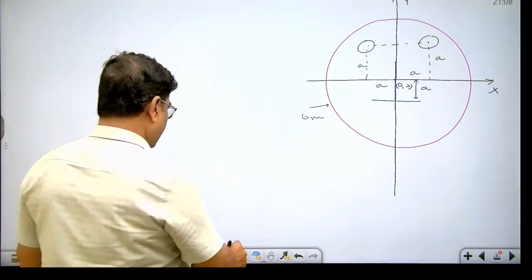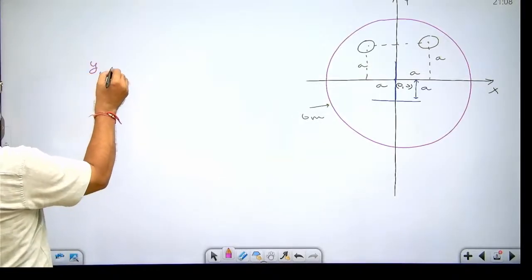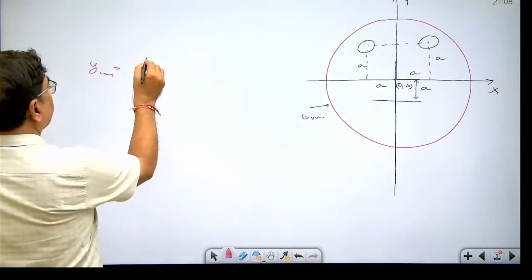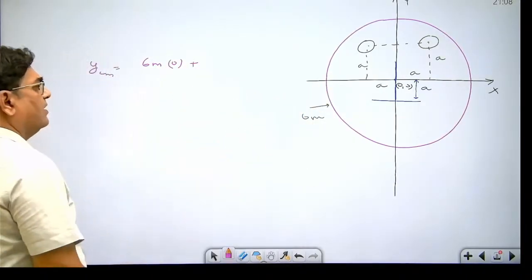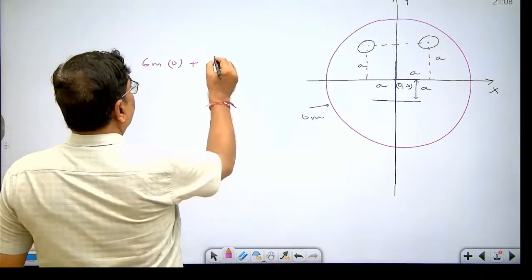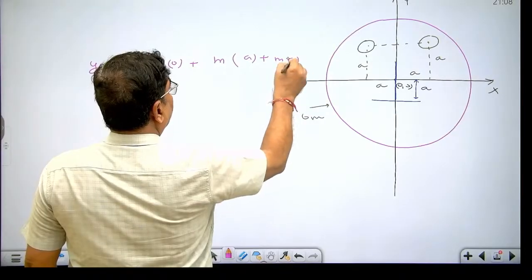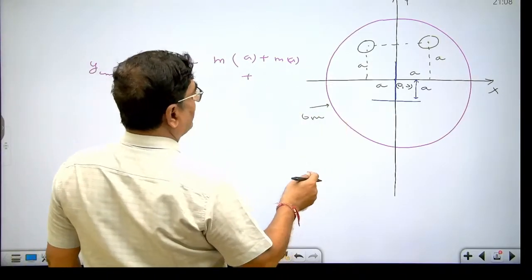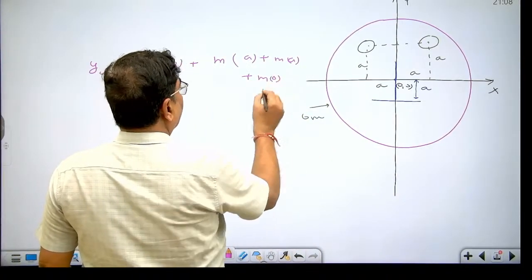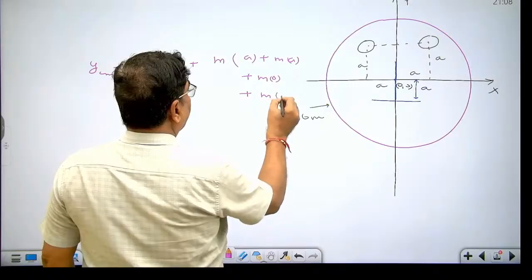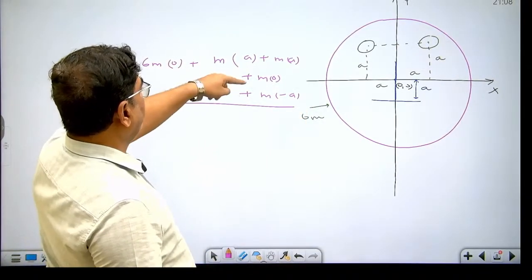Now it is very simple to calculate ycm. Dear student, what is ycm? For the circle, 6m times 0, because its center is at 0, 0. Now for the left circle, mass m, this is a. For the right circle, the same. For the vertical line, nothing, m times 0. And for the horizontal line, m times minus a, divided by 6m plus m, 7m, 8m, 9m and 10m.